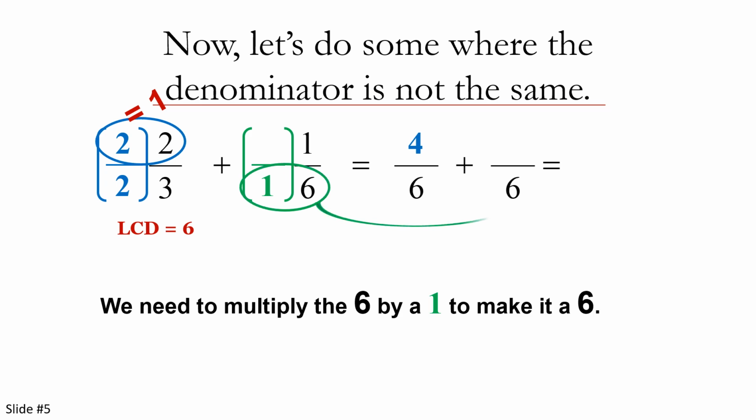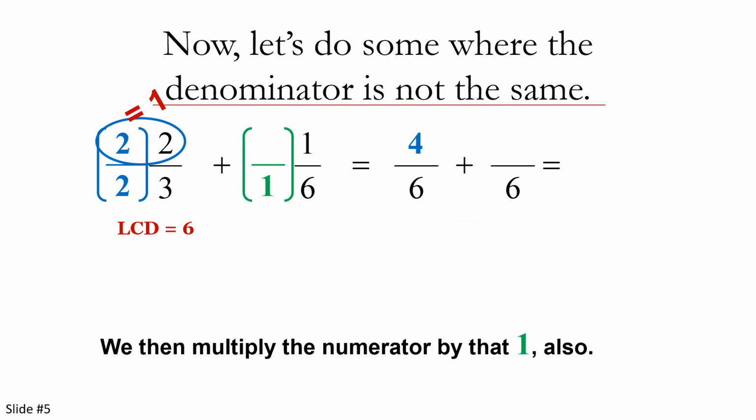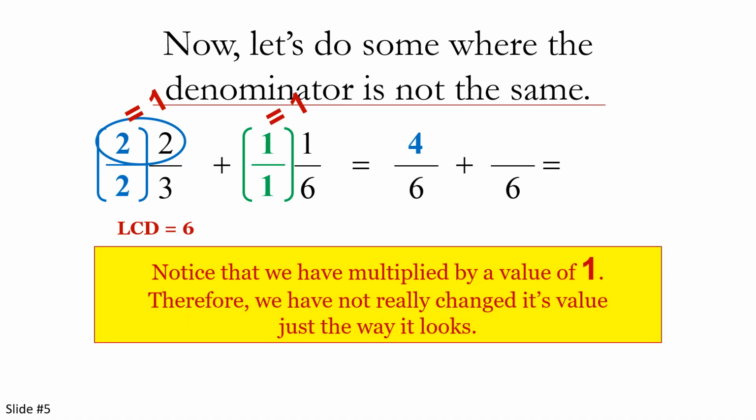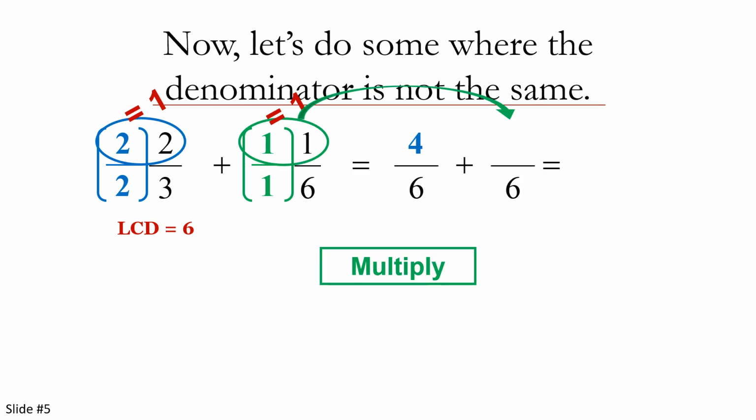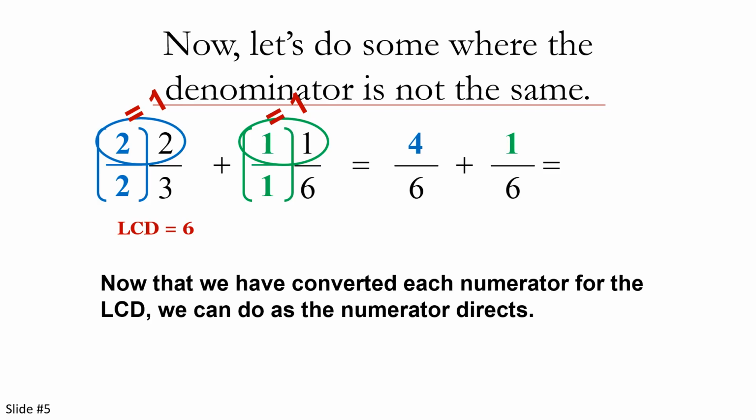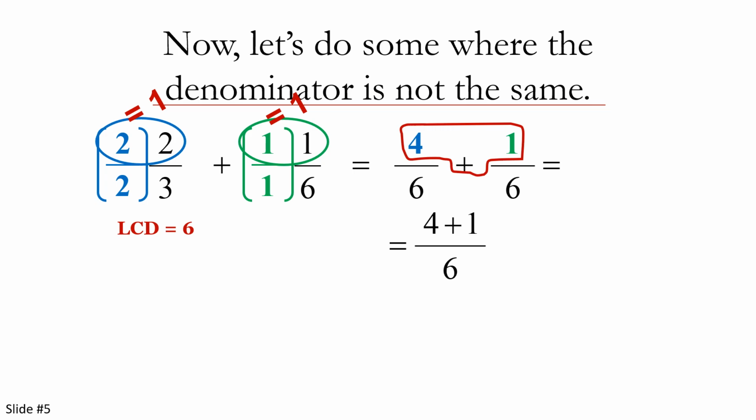Now we have to multiply the 6 by a 1 to make it a 6. Now, you probably don't have to do this at all, but I do it just so that I don't forget to check. So I also put a 1 on the top. Again, notice that I'm multiplying by a value of 1. 1 over 1 equals 1. So we're not changing the 1/6. If necessary, we're just changing the way it looks. And 1 times 1 is 1. So now we have the common denominator. We just have to do what the numerator tells us to do. And when we do that arithmetic, we end up with 5/6.